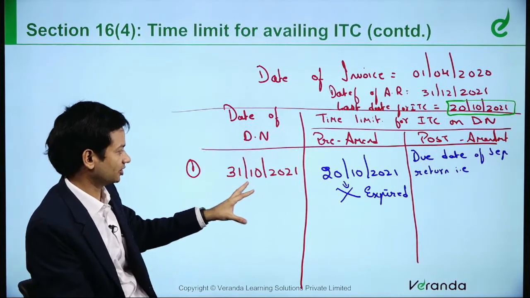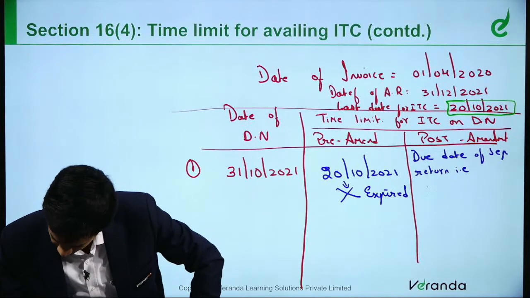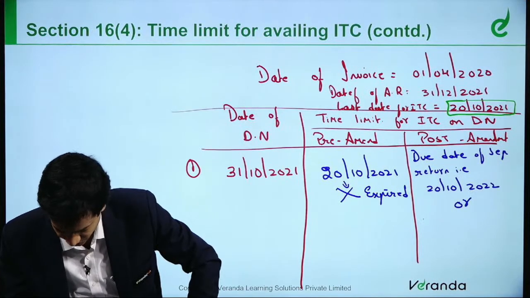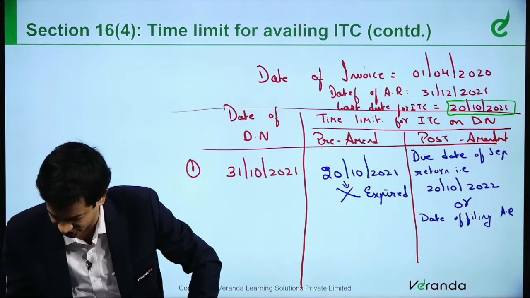So the date of filing the September return for this year 21-22 is 20th October 2022, or the date of filing the AR, annual return. So let's say I filed the AR on 31st December. I'm taking an example. Let's say 15th December.